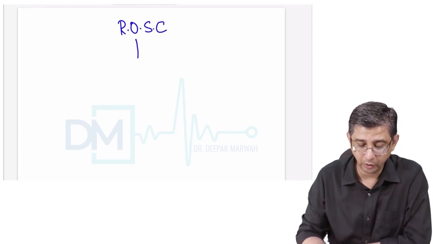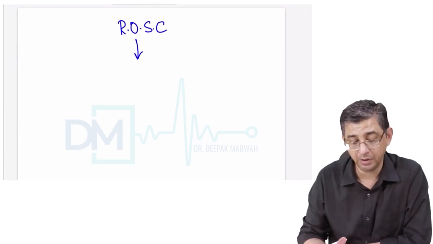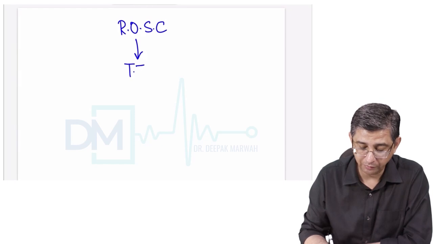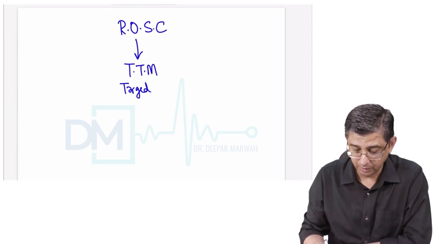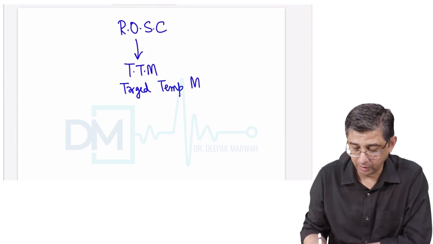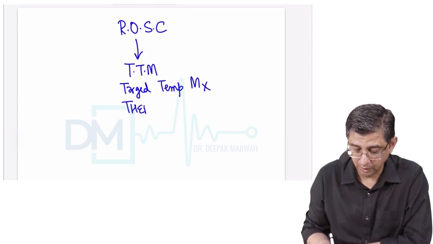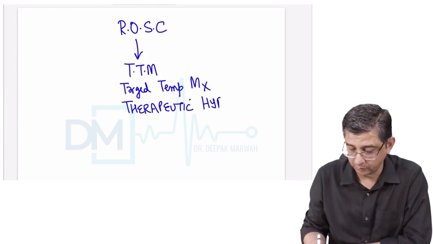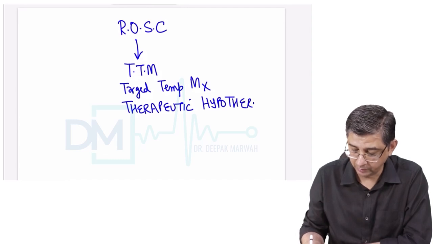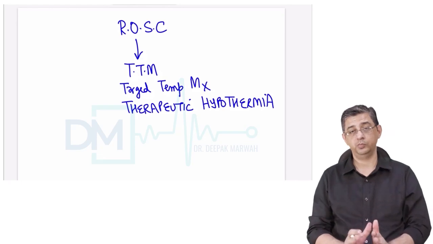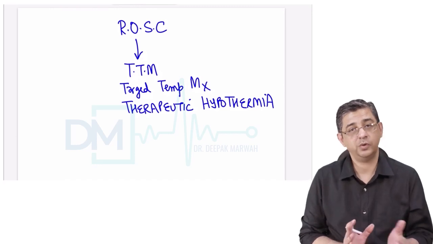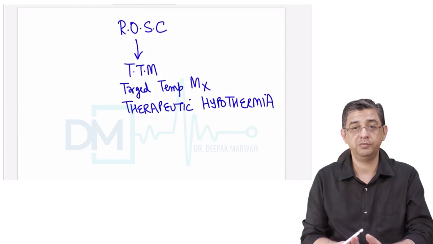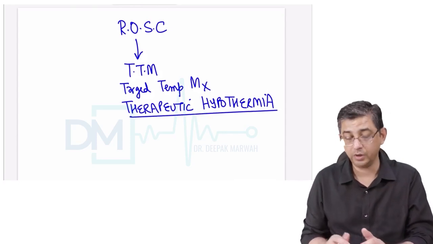ROSC stands for return of spontaneous circulation in the patient. You would next, as a last step, go in for TTM, that is targeted temperature management. The objective is to ensure therapeutic hypothermia for the patient. I have explained this even in the management of raised ICT, that therapeutic hypothermia is neuroprotective. I'm adding to that: therapeutic hypothermia is both cardioprotective and neuroprotective. Whatever damage has occurred in this person has already occurred, but what you can do is limit the further progression of the damage by ensuring this therapeutic hypothermia.